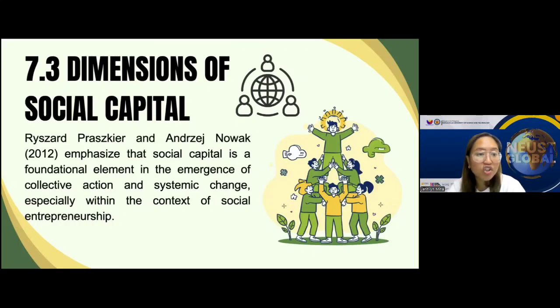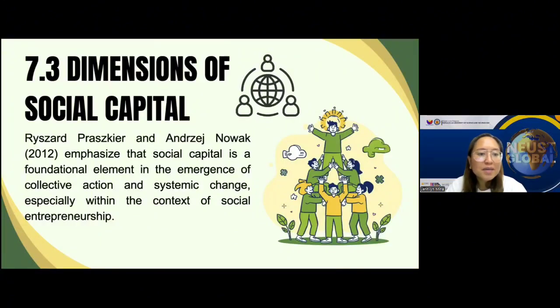Another is shared norms, like the common values, the beliefs and behavior that guide how people act. They help everyone understand what is right and acceptable within the group. Example, in an organization where honesty and teamwork are valued, members are more likely to cooperate, right? And solve problems together.